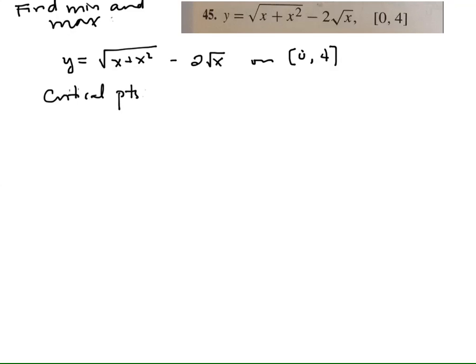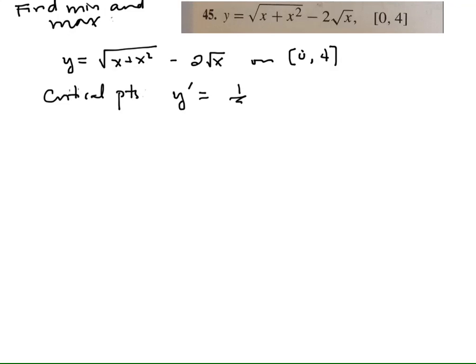So it's y equals the square root of x plus x squared minus 2 square root of x. Okay, great. And we want to minimize this and maximize it on the closed interval 0, 4. Okay, so to do this first we need to find the critical points. And to find the critical points we'll take the derivative.